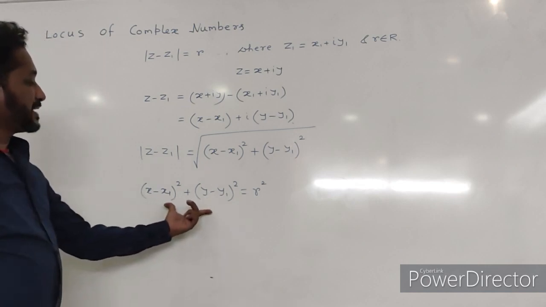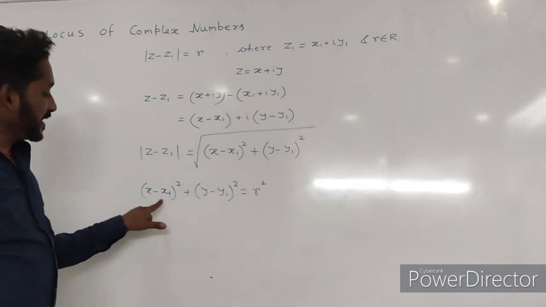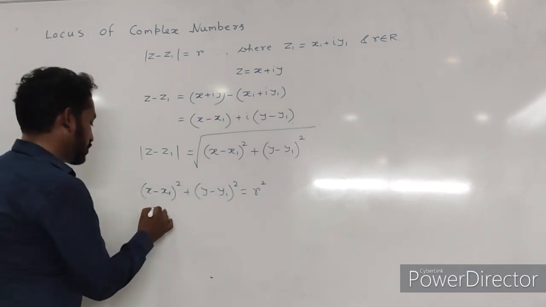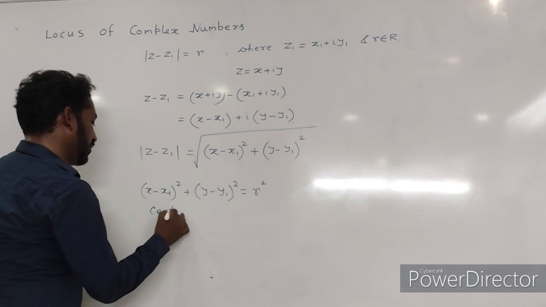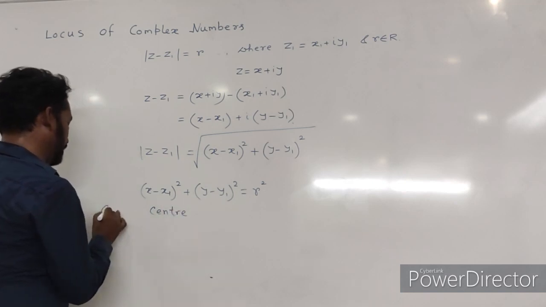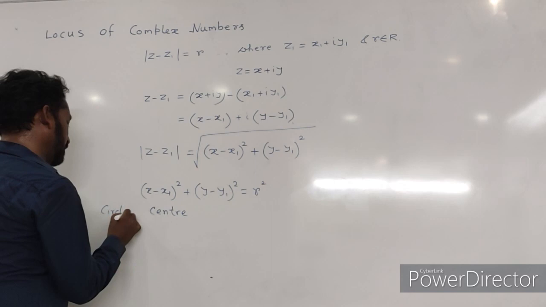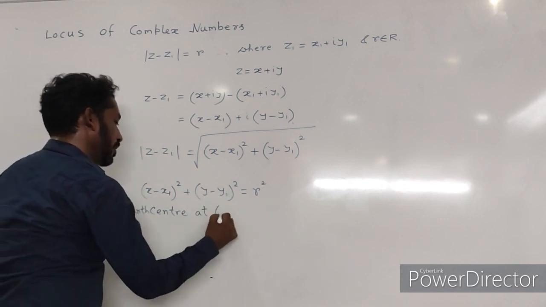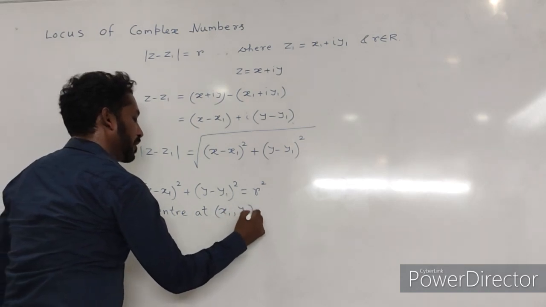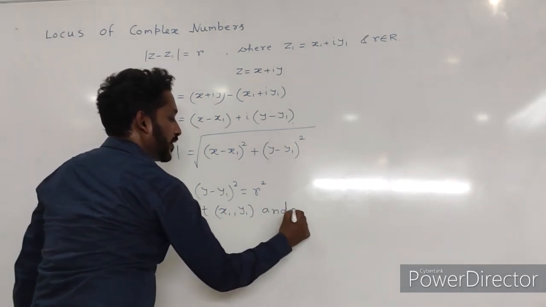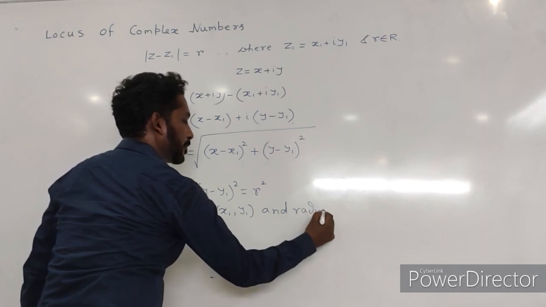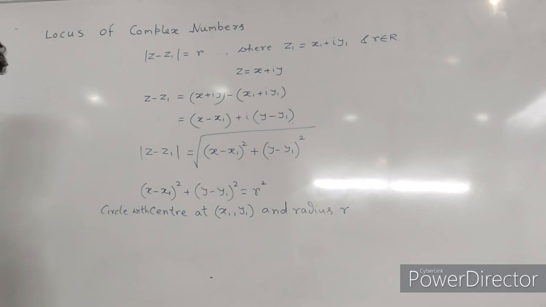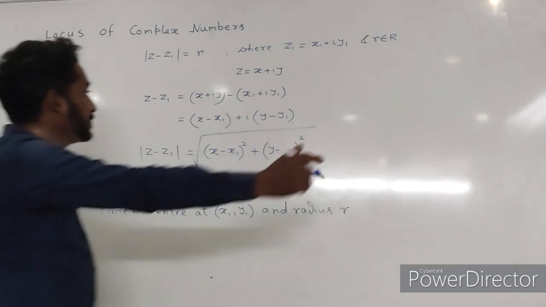So we know that this is nothing but a circle with center at x1 y1 and radius is r. So this is a circle with center at x1 comma y1 and radius r. This is okay.